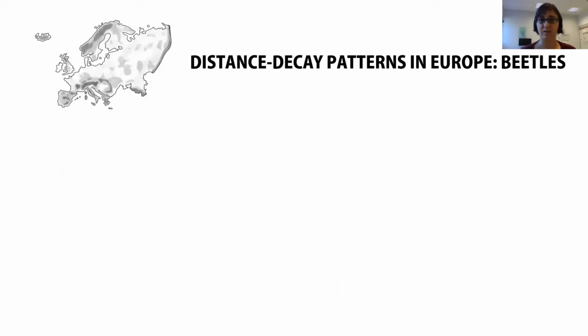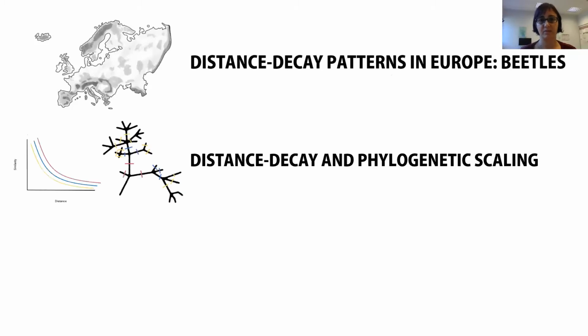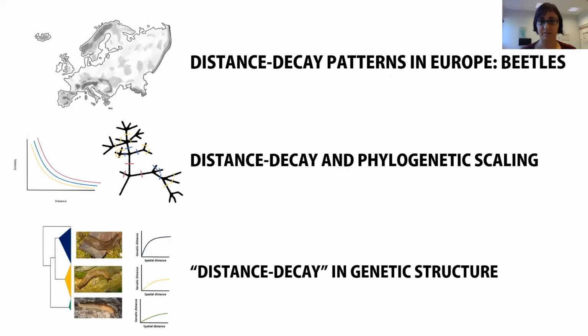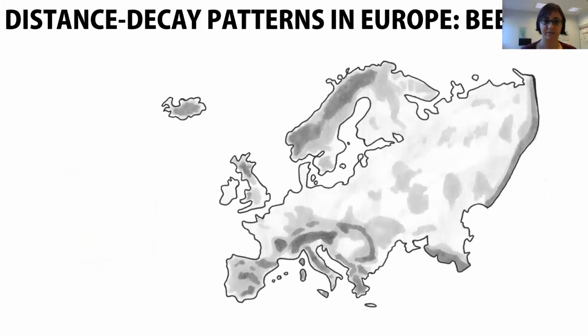So today I'm going to talk about three studies: the distance-decay patterns of beetles in Europe; also how we have used distance-decay models in the context of phylogenetic scaling below the species level; and finally distance-decay, but in this case in genetic structure, where even if it's the same approach, we are looking at an increase instead of a decrease.